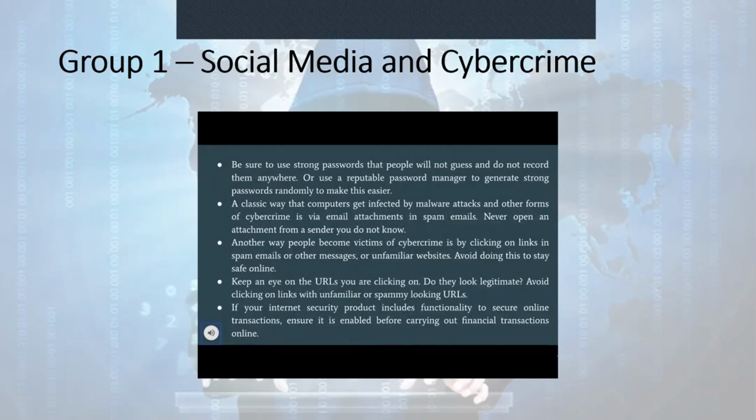Another way people become victims of cybercrime is by clicking on links in spam emails or other messages or unfamiliar websites. Avoid doing this to stay safe online. Keep an eye on the URLs you are clicking on. Do they look legitimate? Avoid clicking on the links with unfamiliar or spammy looking URLs. If your internet security products includes functionality to secure online transaction, ensure it is enabled before carrying out financial transactions online.